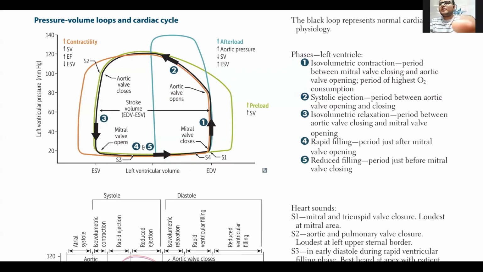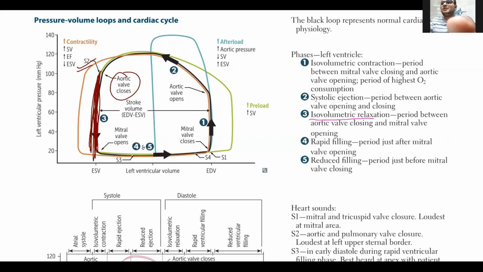Next, isovolumetric relaxation. It is the reverse of isovolumetric contraction. Now what will happen? The aortic valve is closed, at this point, and there will be production of the S2 sound. Now in this phase, you can see there is no change in the volume.